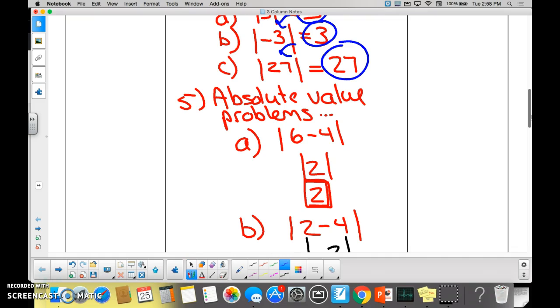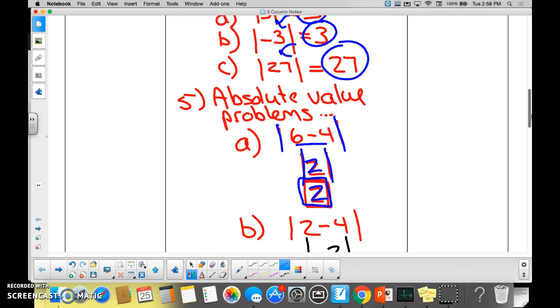So when we had the absolute value of 6 minus 4, we did 6 minus 4 first. What is 6 minus 4? 2. So we wrote 2, but we still haven't solved for the absolute value of this yet until we show our answer below it. The absolute value of 2 is 2.